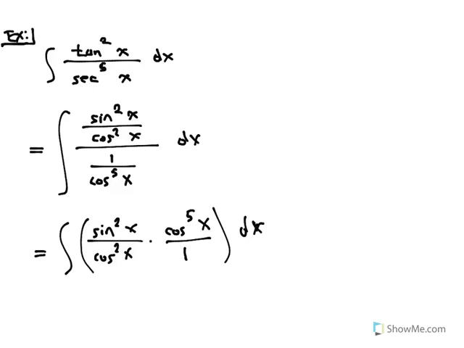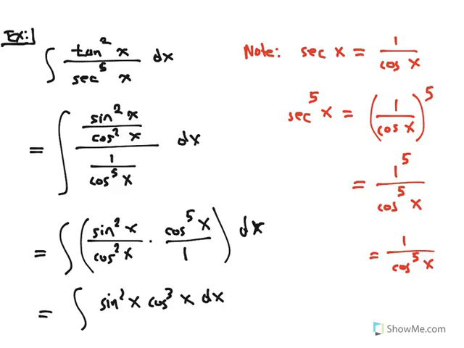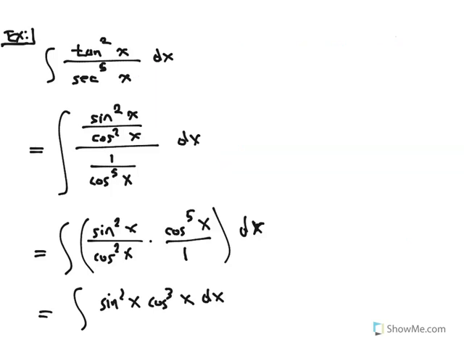And we can cancel the common factors of cosine that are in the numerator and the denominator, leaving us with sine squared x times cosine to the 3rd x dx. And this is just a note explaining how I went from here to here. So let's get back to our problem.